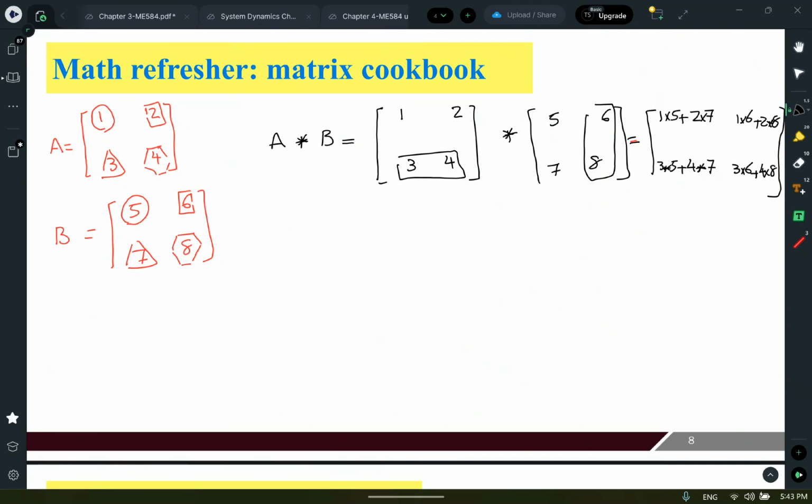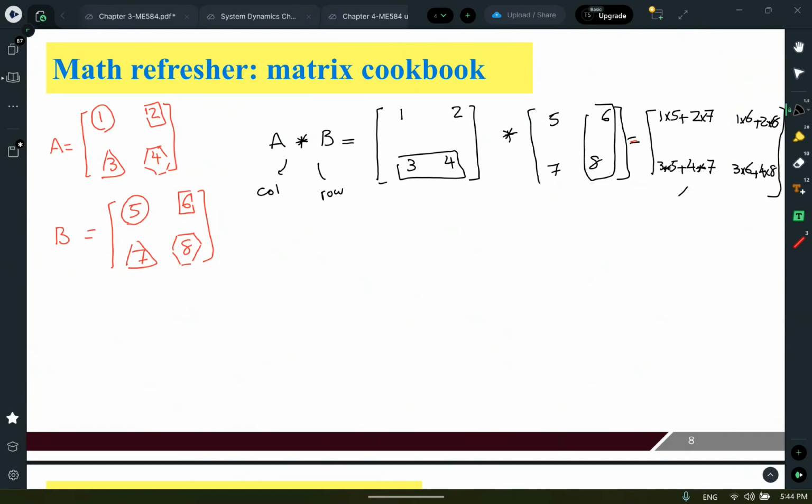There are things that I want you guys to pay attention to. When you multiply two matrices to each other, the number of columns of the first matrix and the number of rows of the second matrix must be the same. Otherwise, it's not going to be possible to multiply those two matrices with each other. This is very important. The number of columns of the first matrix should be equal to the number of rows of the second matrix.